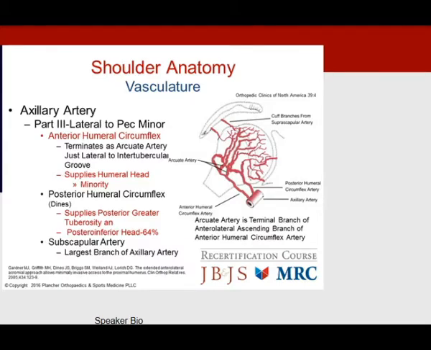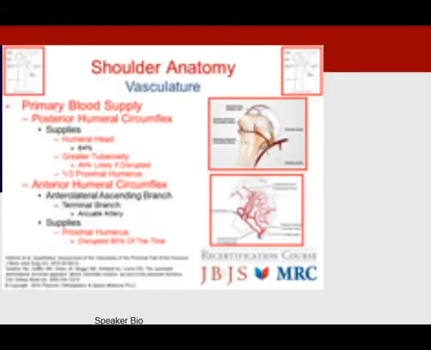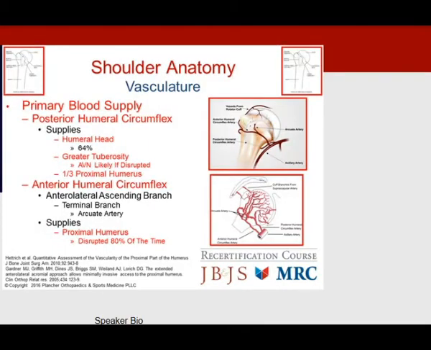Recall that the posterior greater tuberosity is supplied by the posterior humeral circumflex, and its posterior inferior head at 64%. When we speak of the primary blood supply, the literature has changed somewhat, that we know that the posterior humeral circumflex supplies 64% of the humeral head, while the anterior humeral circumflex does supply the proximal humerus, and so think of it when a patient has a proximal humerus fracture and it's disrupted 80% of the time.